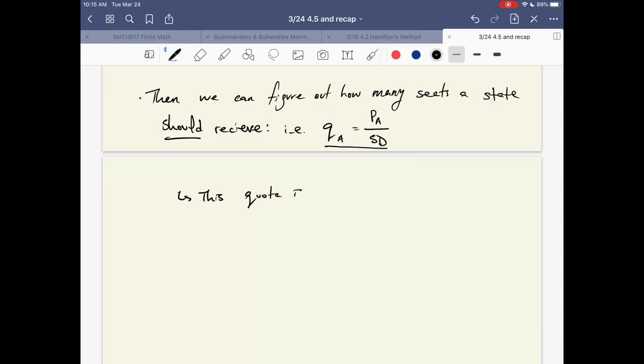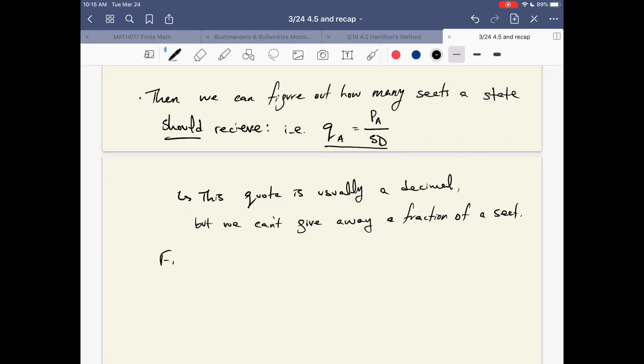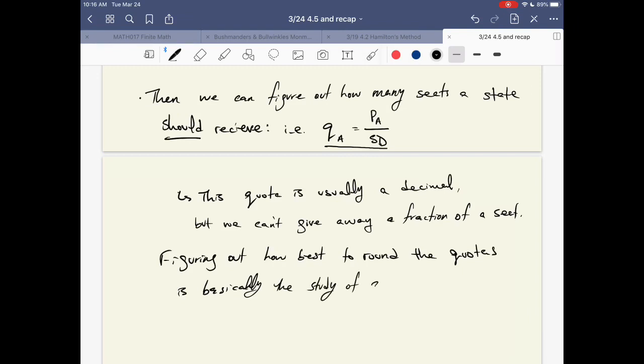This quota is usually a decimal, but we can't give away a fraction of a seat. Figuring out how best to round the quotas is basically the study of apportionment methods.